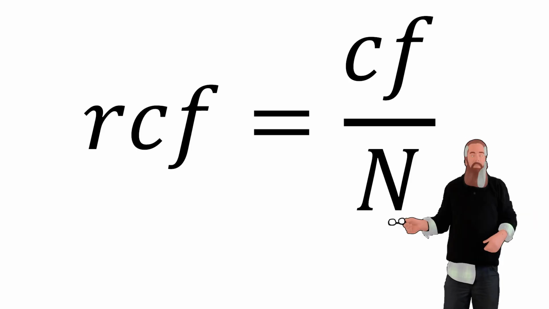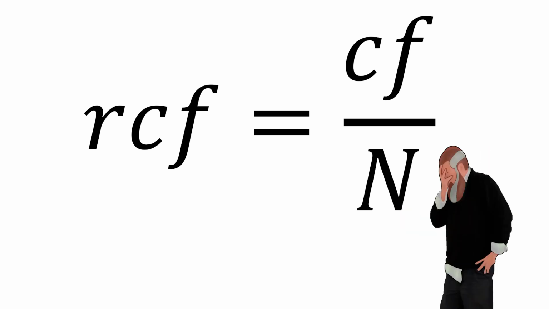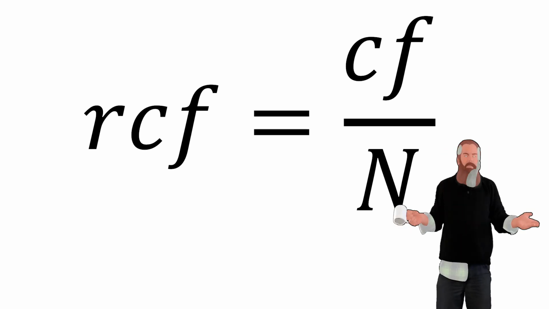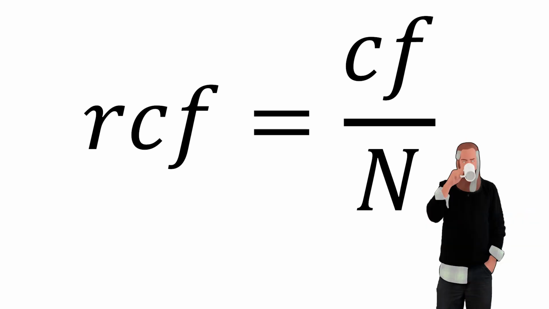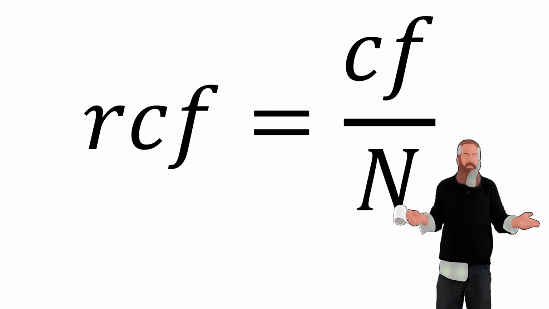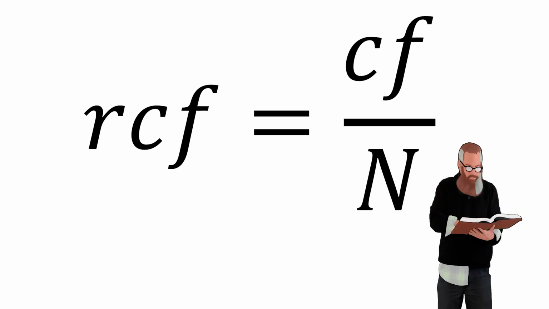The relative cumulative frequency is the ratio of the cumulative frequency of a particular interval to the total number of pieces of data. The relative cumulative frequency is given here as RCF. Now that's going to be one thing together, not different variables being multiplied: RCF as the relative cumulative frequency, CF as the cumulative frequency, and N as the total number of frequencies.